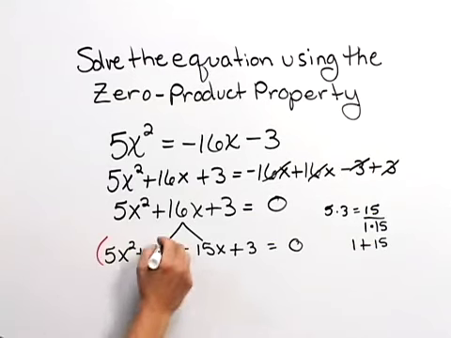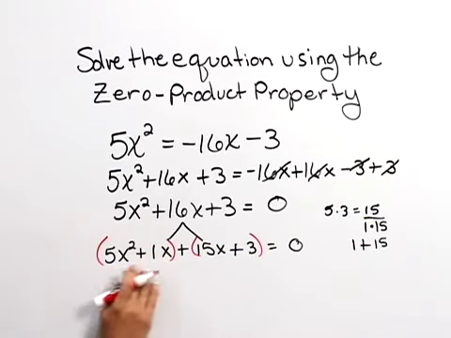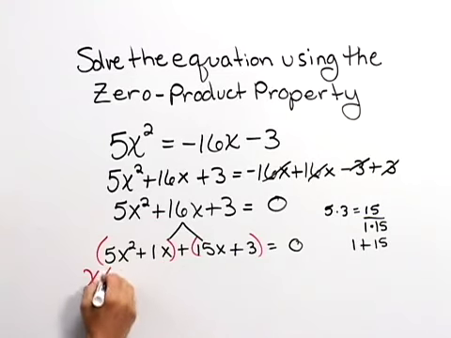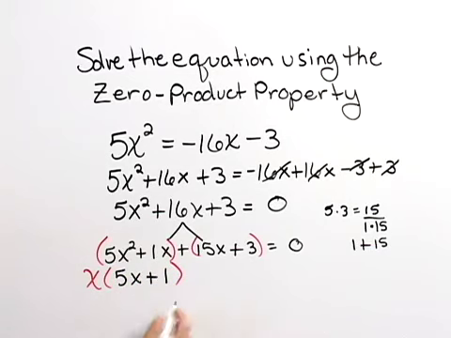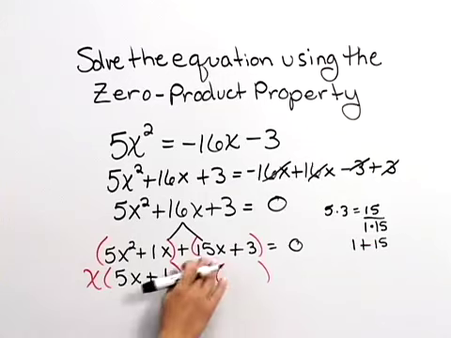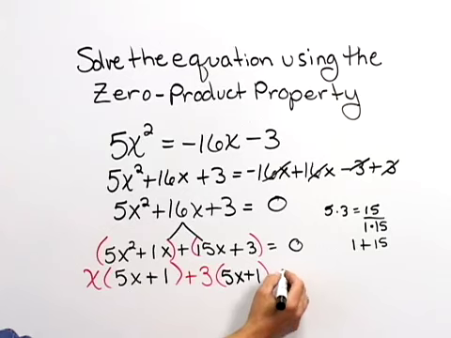So we'll group the first 2 terms and the last 2 terms together, making sure you have an addition in between them. Notice these first 2 terms both have an x. Let's factor our x out. x divides into 5x squared 5x times, and x divides into a 1x 1 time. Then, for our second set of parentheses, notice that 3 will divide evenly into those. So we'll factor out a 3. 3 divides into 15x 5x times, and 3 divides into 3 once.